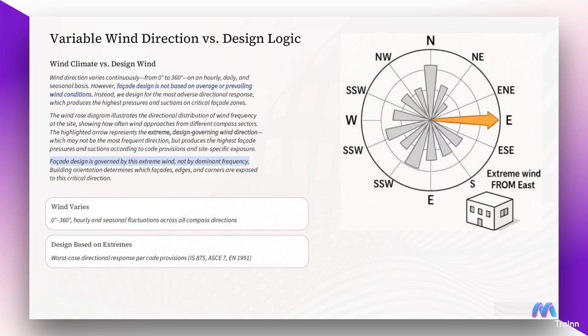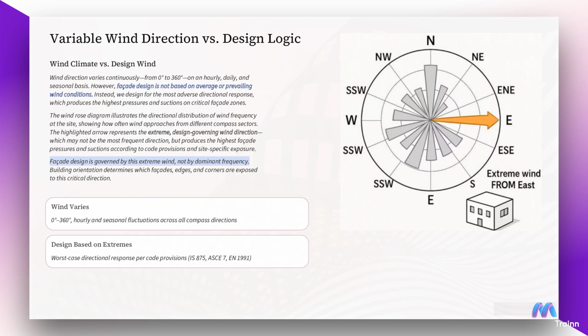The wind rose diagram illustrates the directional distribution of wind frequency at the site, showing how often wind approaches from different compass sectors. The highlighted arrow represents the extreme, design-governing wind direction, which may not be the most frequent direction, but produces the highest facade pressures and suctions according to code provisions and site-specific exposure. Facade design is governed by this extreme wind, not by dominant frequency. Building orientation determines which facades, edges, and corners are exposed to this critical direction.